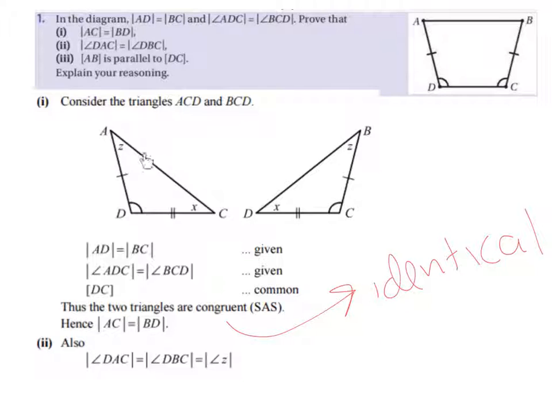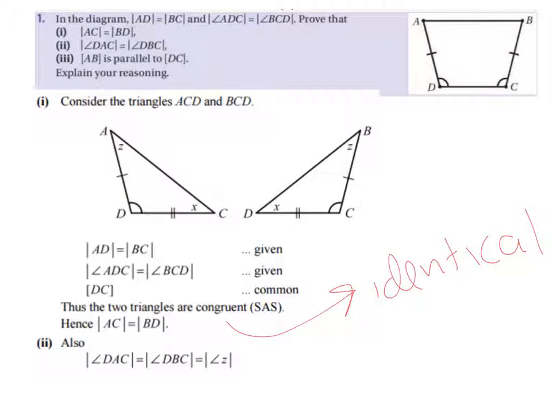So since these two triangles are congruent, hence AC is equal to BD. Because we know all the other angles and sides are the same, so they must be equal. So AC is equal to BD. Now when we looked at this shape straight away, we didn't see triangles, but that's why we need to draw into our diagram, or else draw extra diagrams to help us.